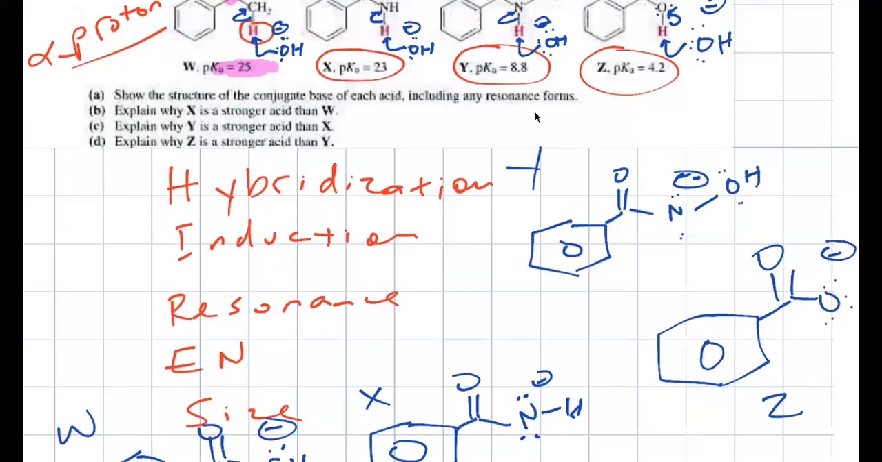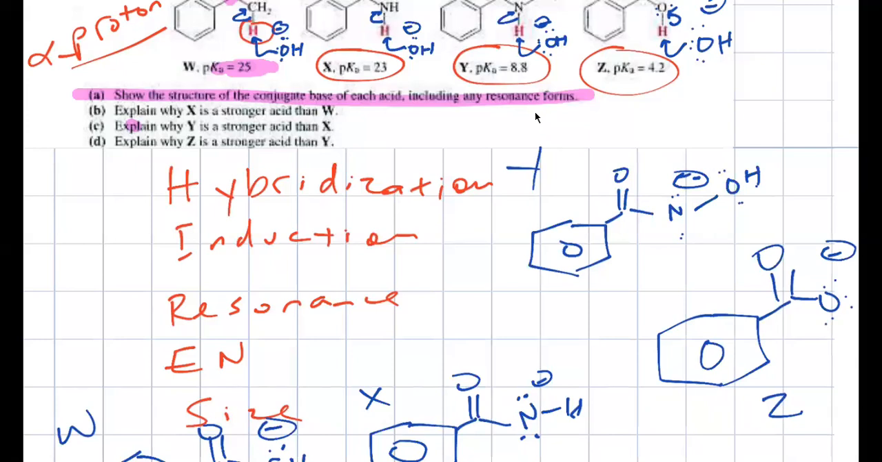Again, even though we have the numbers, the question is asking us to explain why X is a stronger acid than W, or why Y is a stronger acid than Z, or why Y is a stronger acid than X, and so on and so forth. So let's take that first question. We did A. We showed the structure of the conjugate bases. We're not going to draw the resonance forms right away, even though resonance is one of the factors that we're going to discuss. We'll do it then. All right? So it says explain why X is a stronger acid than W.